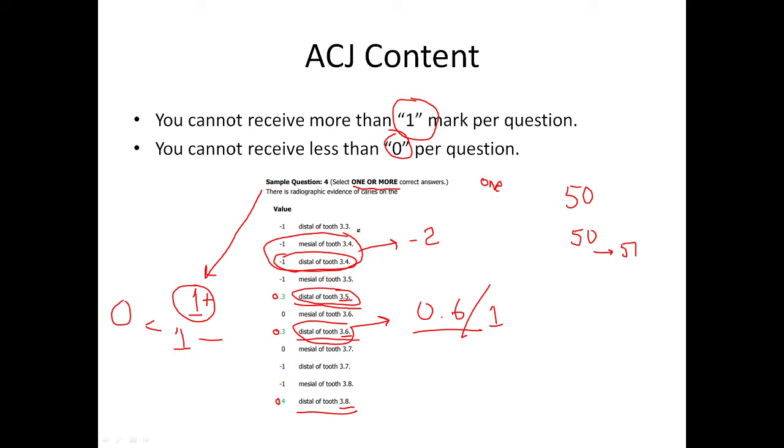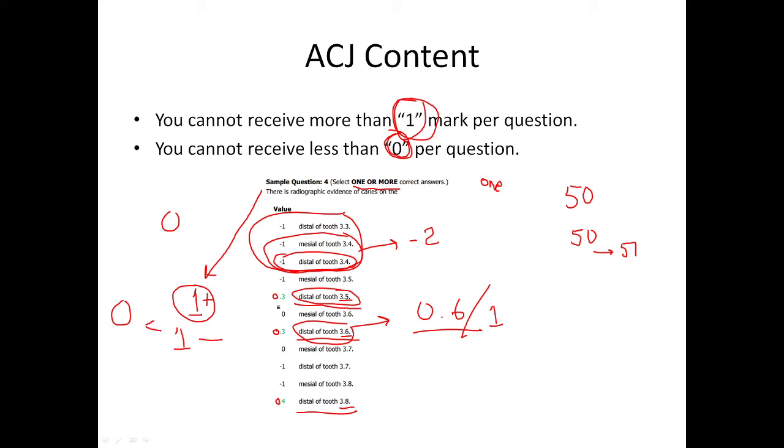So it's either you win the question and you get a 1, you lose the question and you don't get anything, or you're in between. That's it for each question. So even if you answered all 3 of these, your mark for the question will be 0.